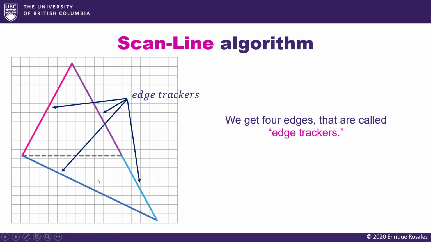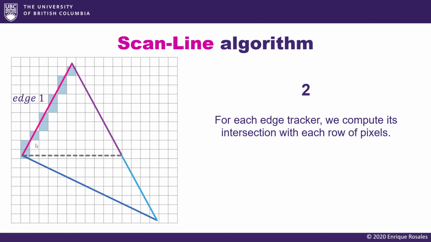From the points of the triangle, right? So for each edge tracker, we will have the information from each vertex, so we can compute the line between those. For each edge tracker, we compute its intersection with each row of pixels. And that is actually very cheap. For each edge, we get the pixel that is touching that row in particular.